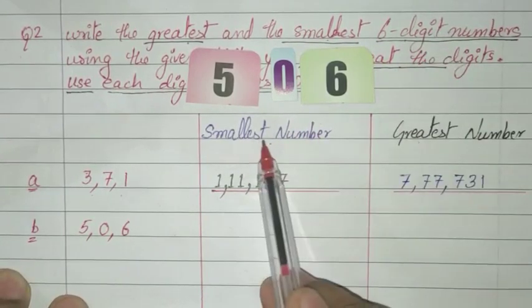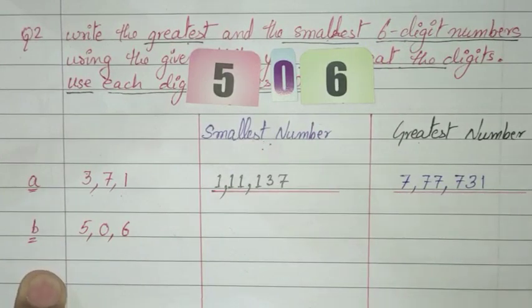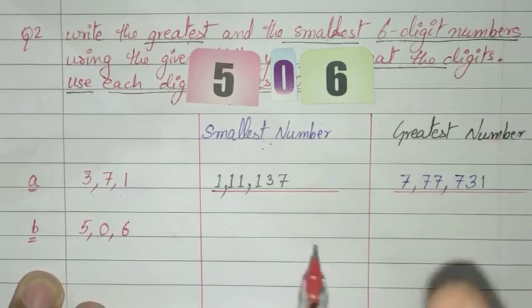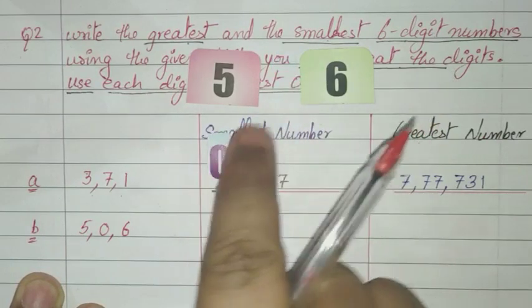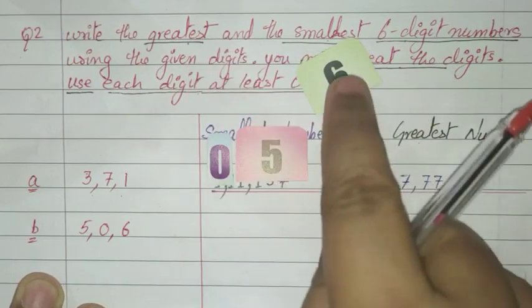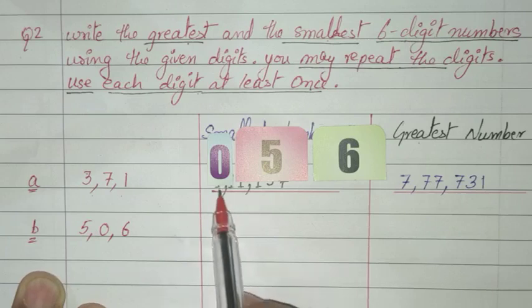6-digit smallest number you have to form. Then we have 3 steps. Step 1 is to arrange the given digits in the ascending order. In which order? Ascending order. So in ascending order, 0, 5, 6. Right? 0, 5, 6. But a number cannot be started with 0.